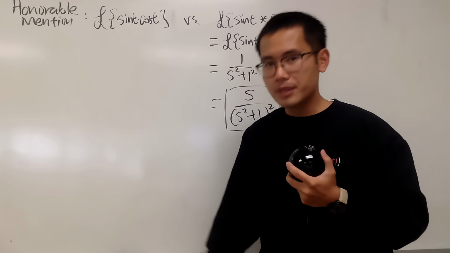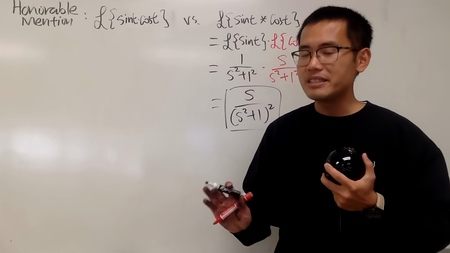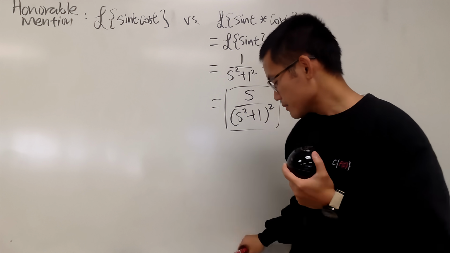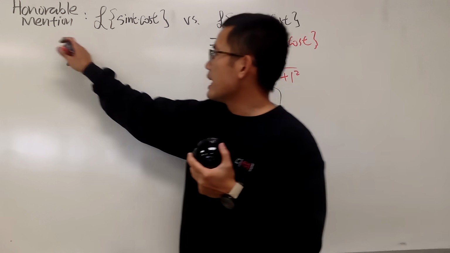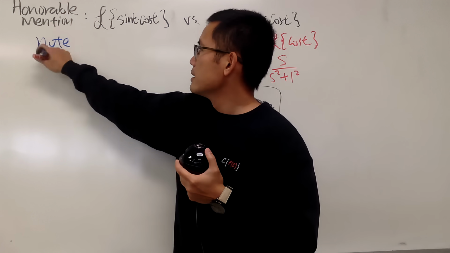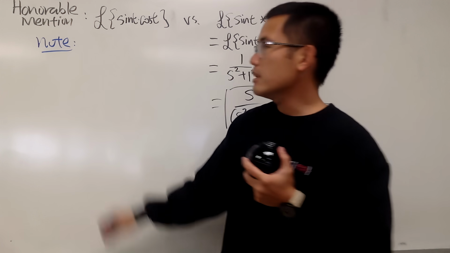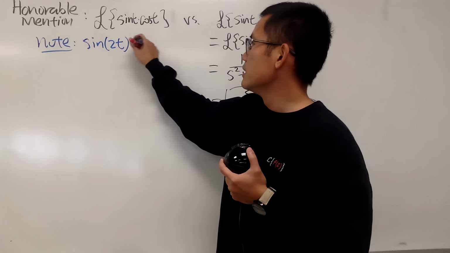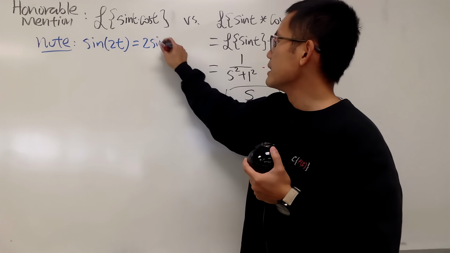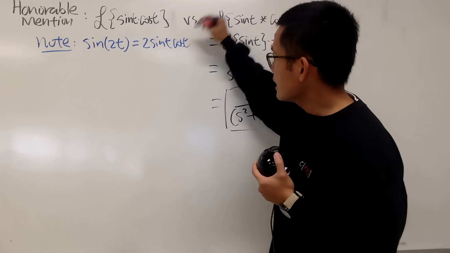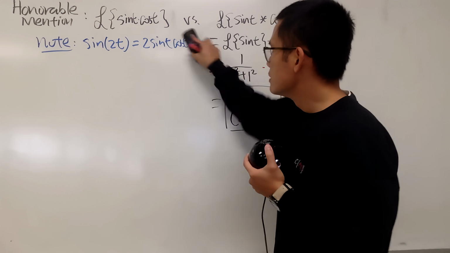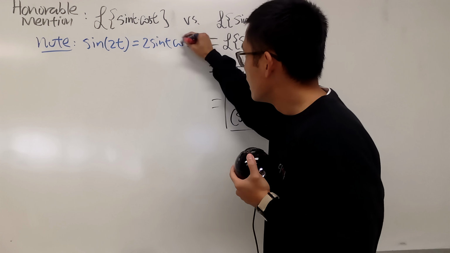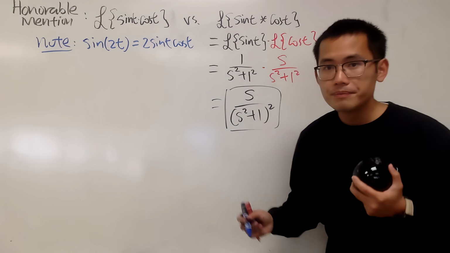How can you do this? This is a regular multiplication. It's not as easy, but it's also still doable. So notice that, that's just some note right here for you guys. When you have sine cosine, you can look at the double angle formula. Sine of 2t, this is just 2 sine t cosine t, right? Just like that. Very good.